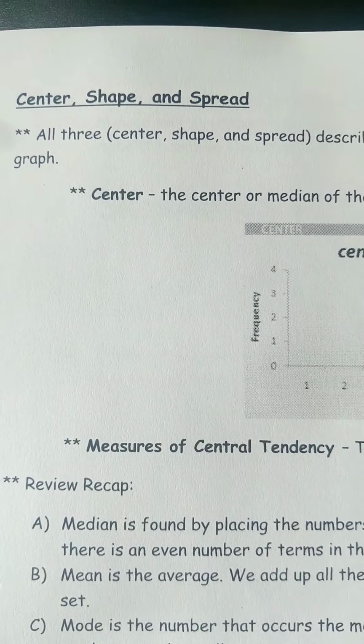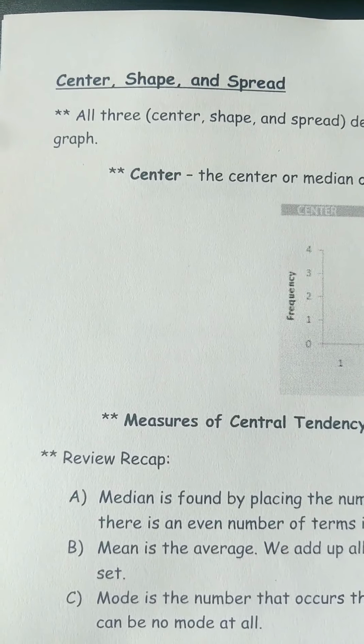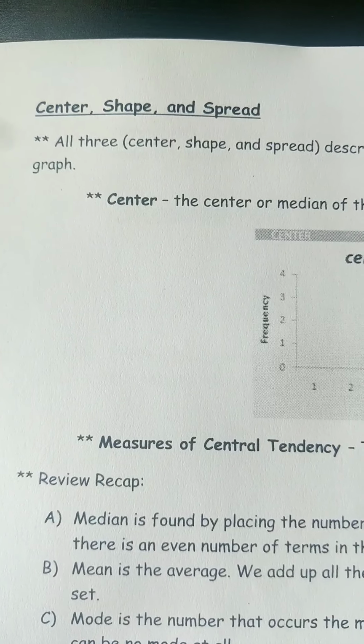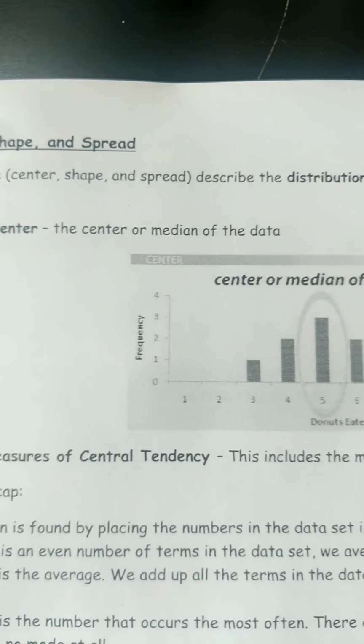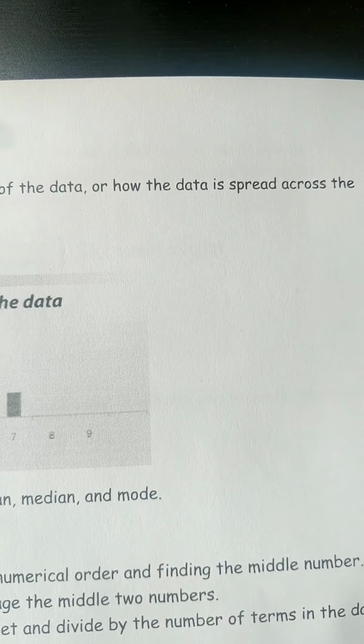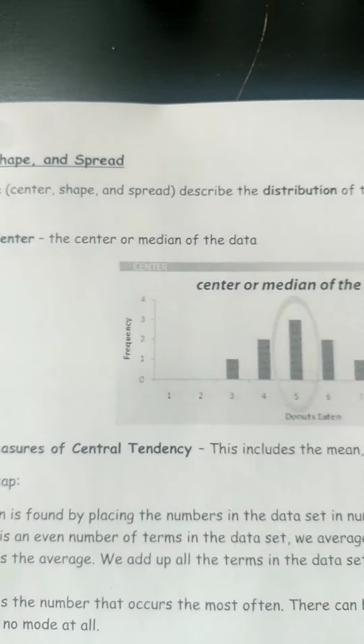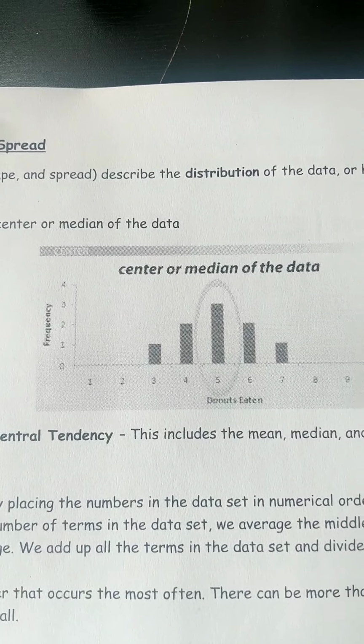Okay, so starting with the bigger picture. We divide data distributions into different categories of center, shape, and spread. All three of these describe the distribution of the data, which is how it's spread across the graph. The center. The center is usually what we consider to be the center or median of the data.